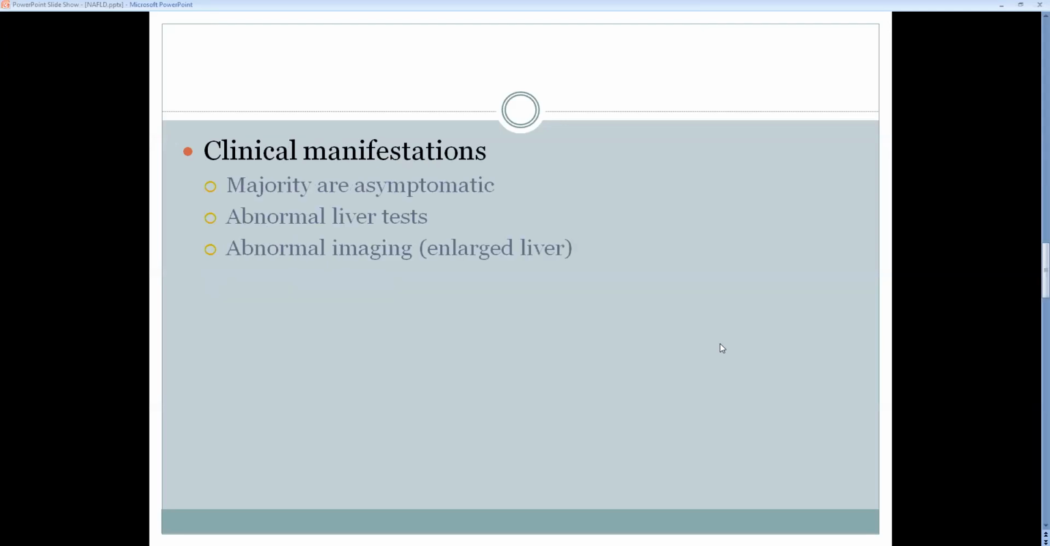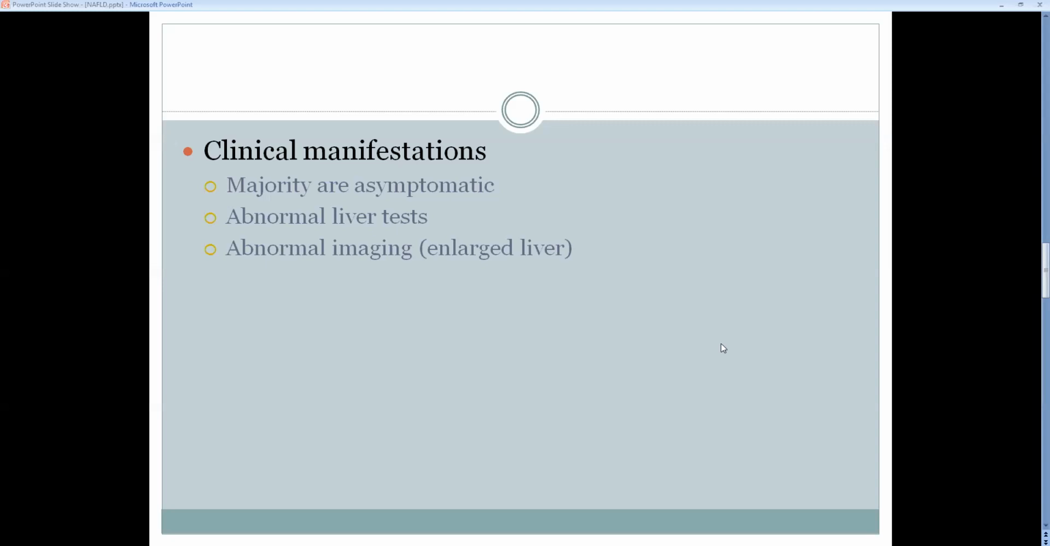The majority of the patients who usually come to attention, really, they're asymptomatic. They are usually found because they have some mildly abnormal liver tests when they go in for their routine laboratory work, or they have abdominal imaging done for some other reason and are noted to have either enlargement of the liver or steatosis or fatty buildup in the liver.